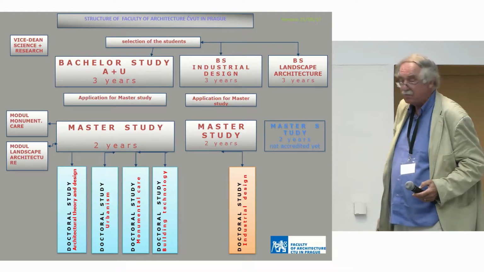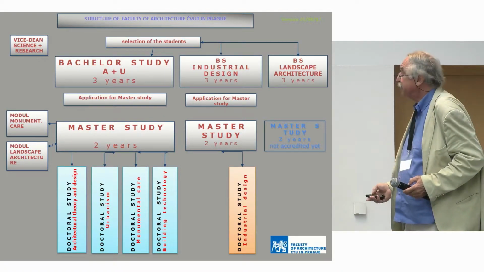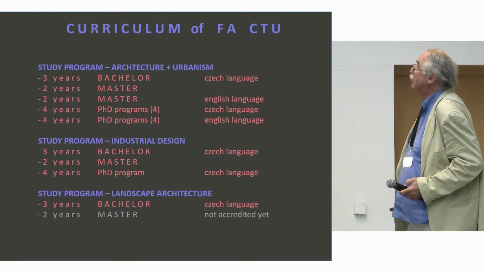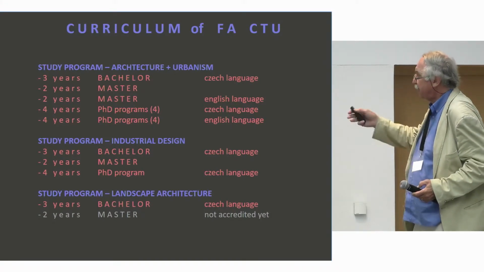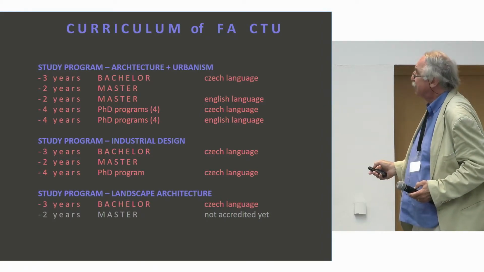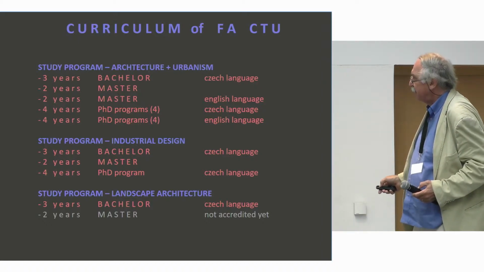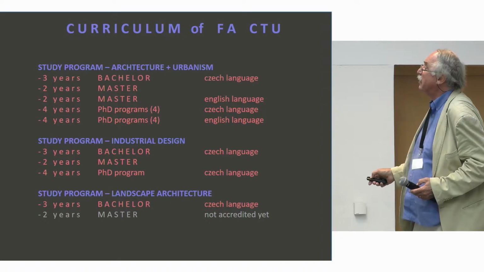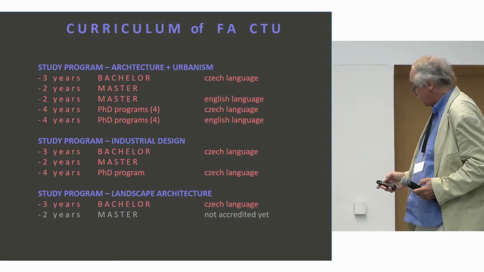Industrial design is a separate question. I will not talk much about that. You probably cannot see this. This is a kind of repetition of these programs. So the architecture plus urbanism has all the 3 grades. The industrial design also, and landscape architecture.